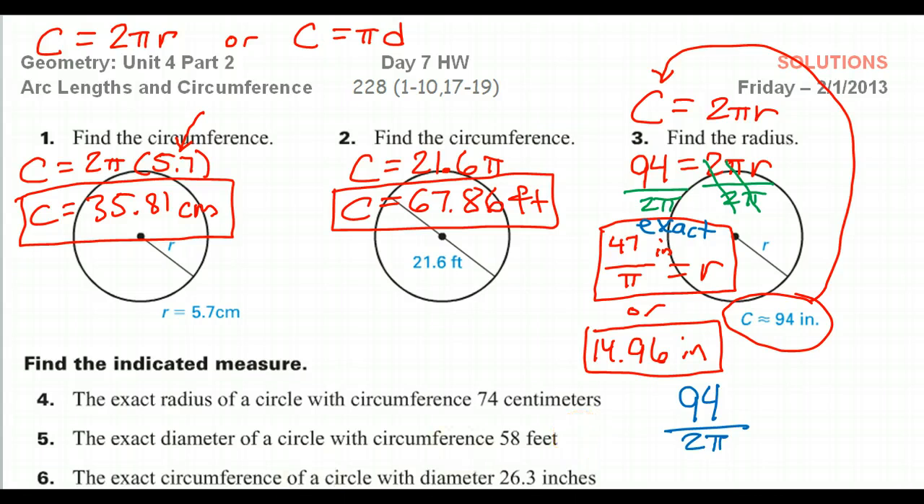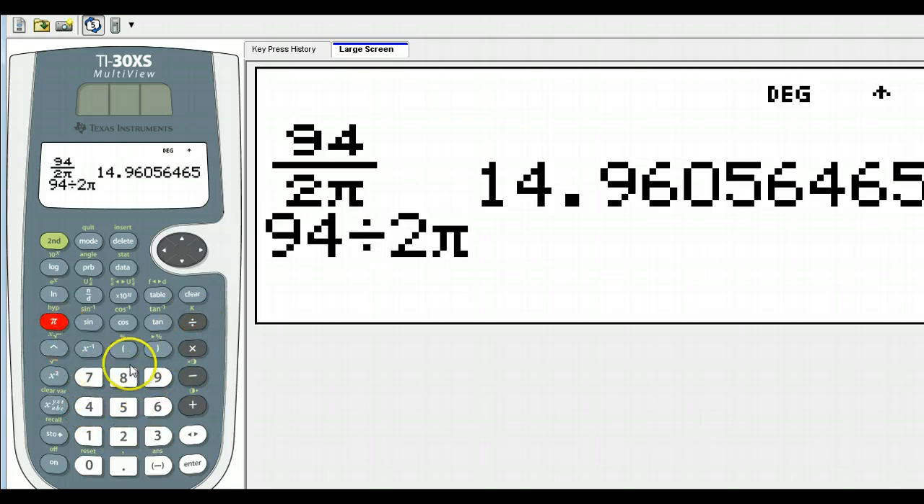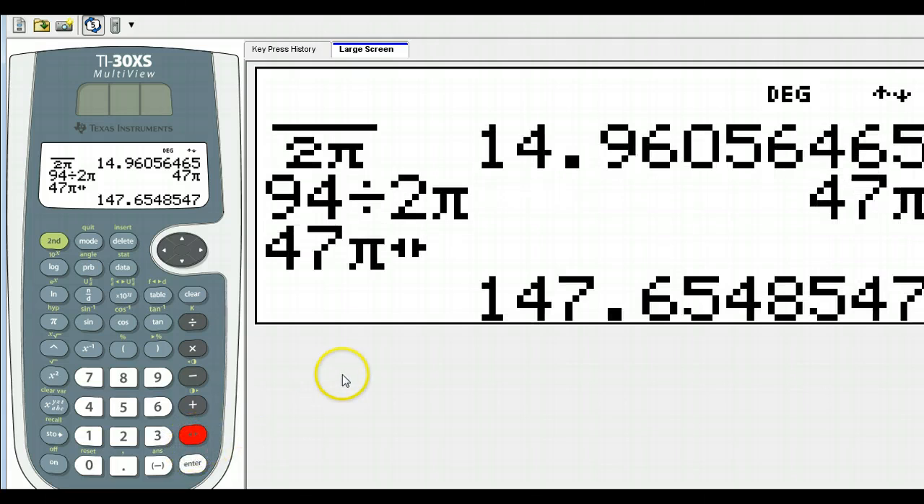Now, here's the mistake many students will make. Instead of making a fraction 94 over 2 pi, I will often see students do 94 divided by 2 pi like that, and they'll think they're going to get the same answer, but they don't. One gives you 14.96, the other gives you 147.65. That is completely different and wrong. You cannot divide by 2 pi like this. The reason is the order of operations. Your calculator is just dividing by 2 first, and then it's multiplying by 3.14, and so on. That's why you're getting this big number.